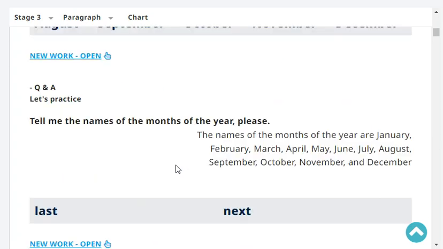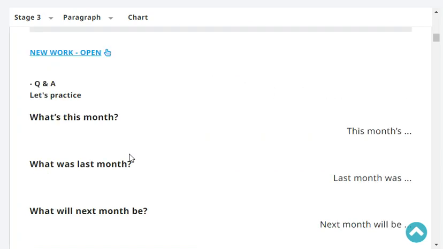The names of the months of the year are January, February, March, April, May, June, July, August, September, October, November, and December. Very good. What's this month?